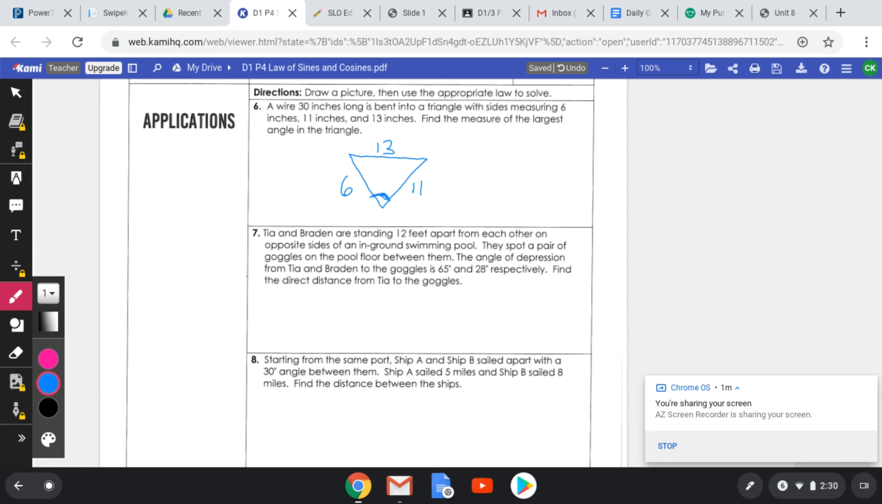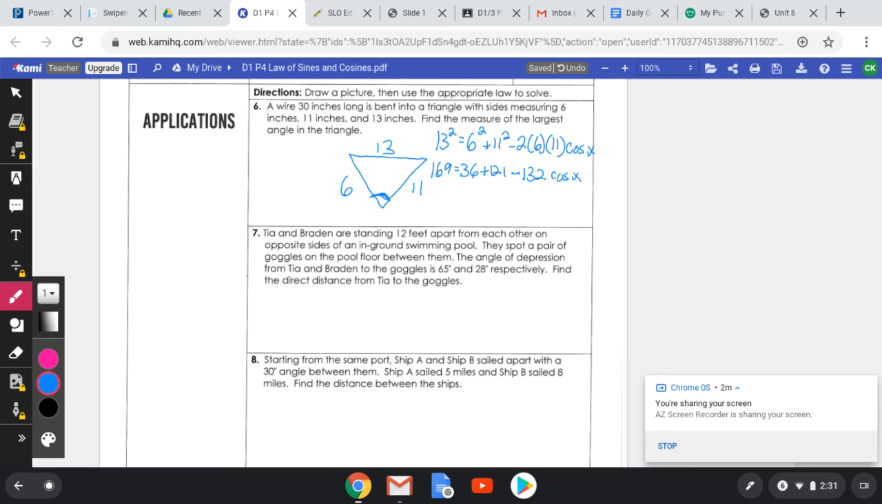My setup would be, call the angle we're trying to find x. Remember, it's opposites. What's the side opposite of the angle I'm trying to find? It's 13. So it's 13 squared equals 6 squared plus 11 squared minus 2 times 6 times 11 times cosine of x. Now this problem, yes, we would have to actually do the algebra. So 13 squared is 169 equals 36 plus 121 minus 2 times 6 times 11, which is 132 cosine x.